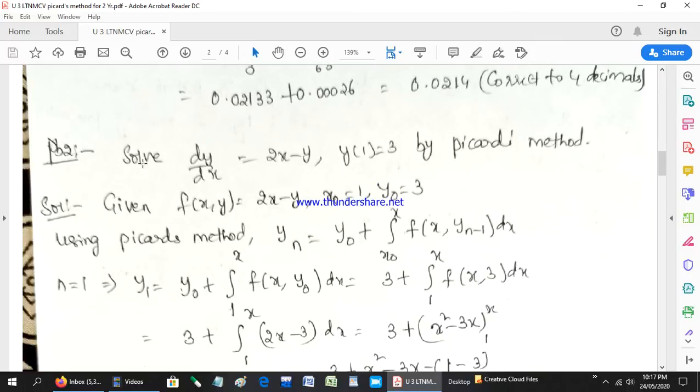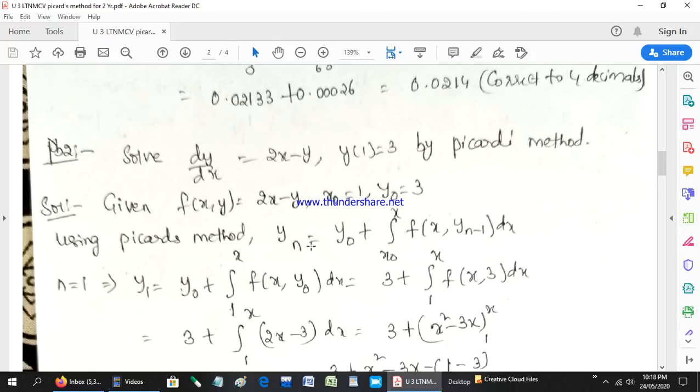So this is the value of y for given x. Now the second problem, solve dy by dx is equal to 2x minus y, and y of 1 is equal to 3, by Picard's method. So this is the function f of x y is equal to 2x minus y, and this is of the form y of x naught is equal to y naught. So x naught is equal to 1 and y naught is equal to 3.